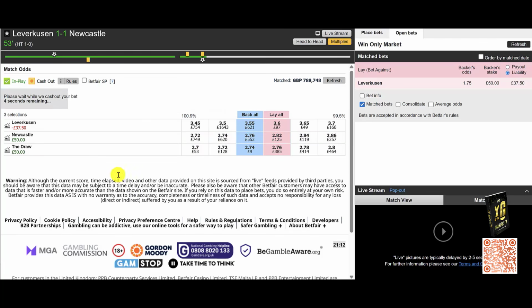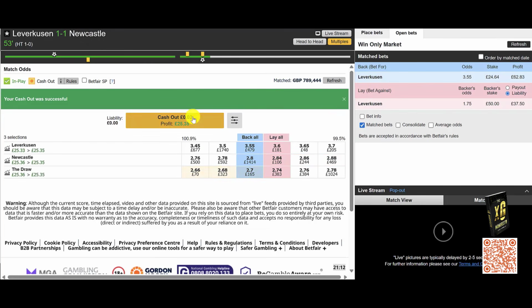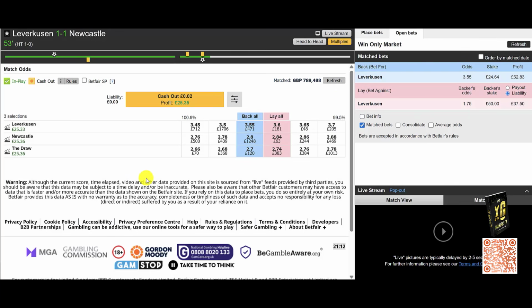So we are now level. Leverkusen 1, Newcastle 1, just as was forecast. It's just a pity in this instance that the equaliser arrived so quick. We didn't get any of our lower lay orders matched at all. However, it is just a very good example again of how you can use the XG to lead you down the path with these particular trades.